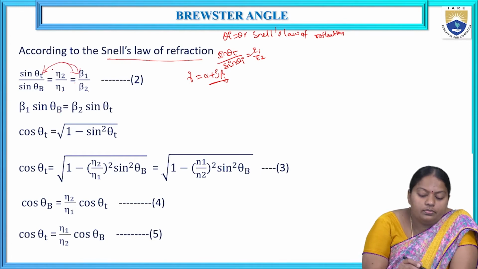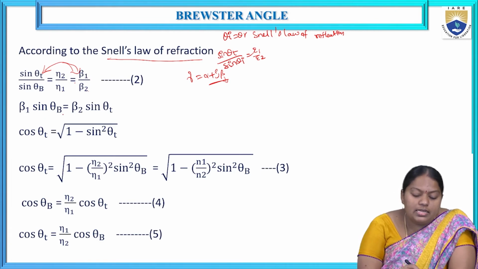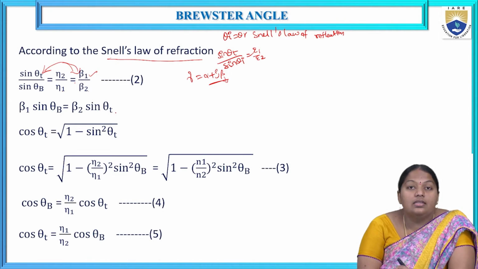Between these two, sin theta t by sin theta b equal to beta 1 by beta 2. Now beta 1 sin theta b equal to beta 2 sin theta t, by cross multiplying these two: sin theta b is multiplied with beta 1 and sin theta t is multiplied with beta 2. Now beta 1 sin theta b equal to beta 2 sin theta t. Right? So t is for the transmitted wave and b represents the Brewster angle.